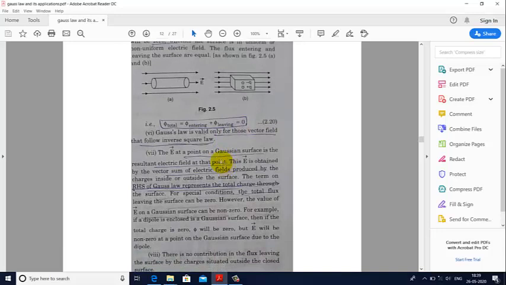Next and very important point is Gauss law is valid only for those vector fields that follow inverse square law. Okay. Now what is inverse square law? Like here, the formula for Coulomb force is F is directly proportional to Q1 Q2 upon 4 pi epsilon naught R square. So here F is inversely proportional to R square. This is inverse square law.